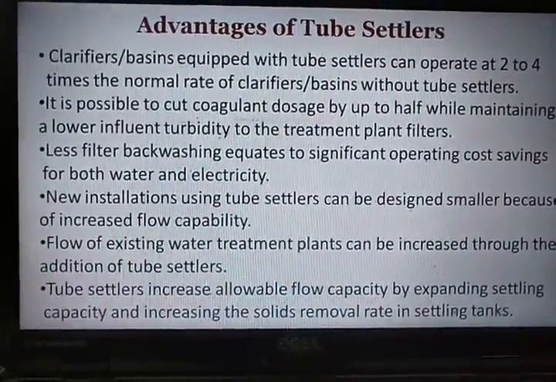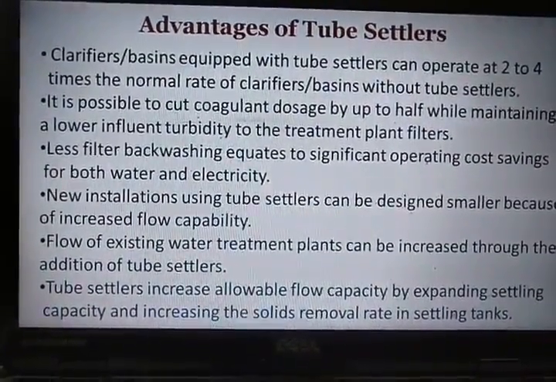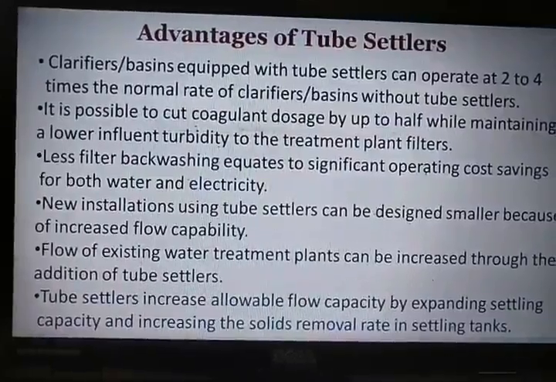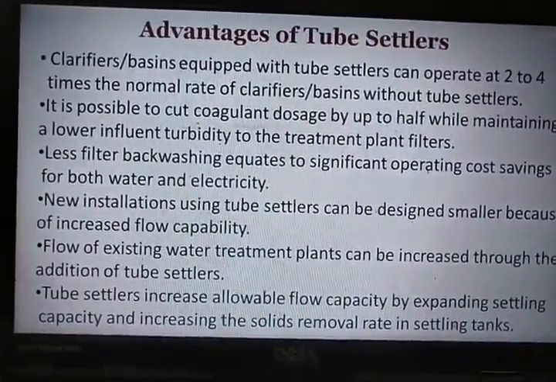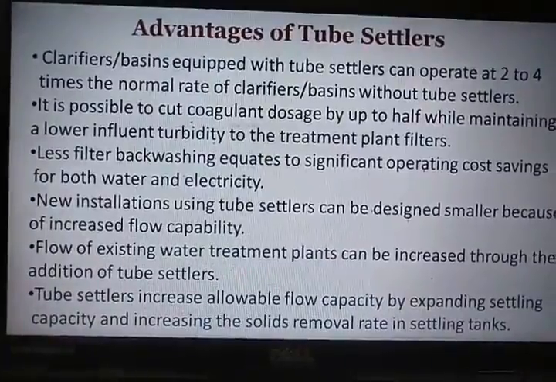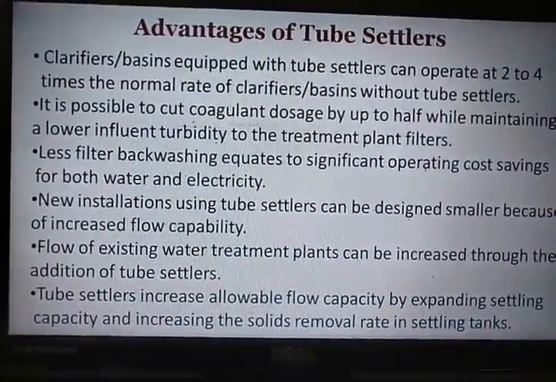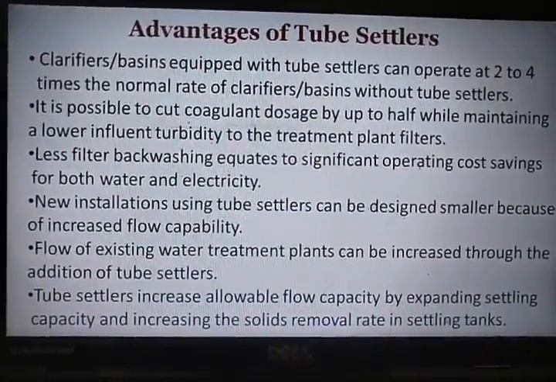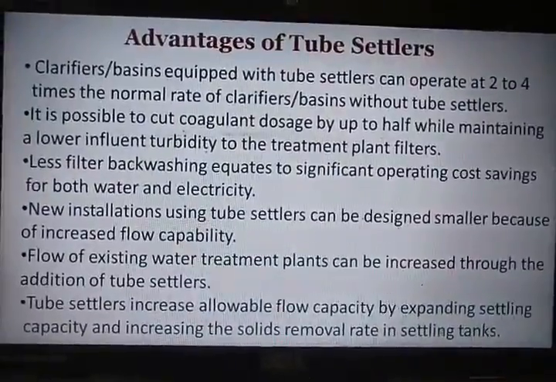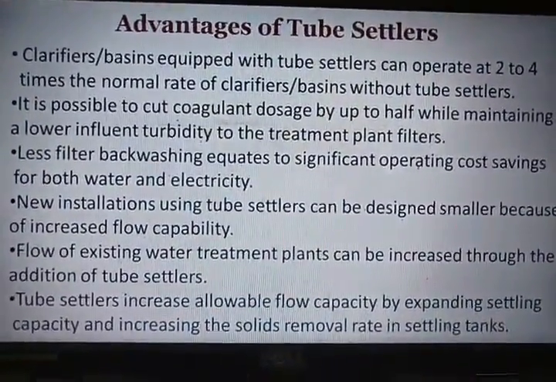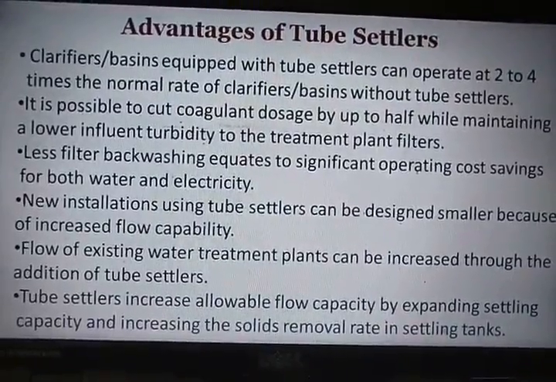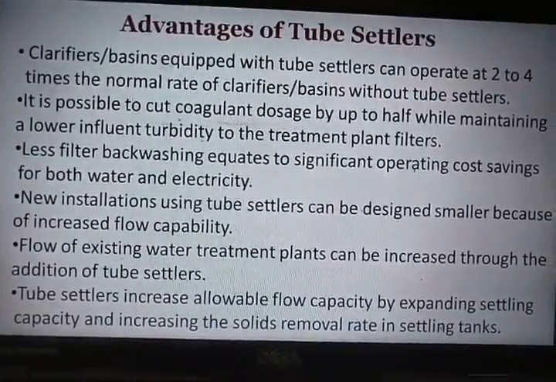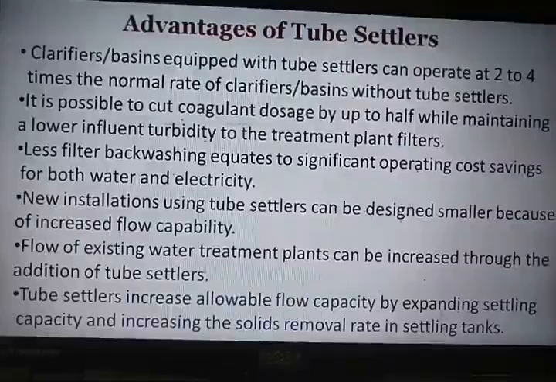And what are the advantages of tube settlers? It can operate at 2 to 4 times the normal rate of clarifiers or basins without the tube settlers. It is possible to cut coagulant dosage by up to half while maintaining a lower influent turbidity to the treatment plant filters, and it requires less filter backwashing, leading to significant operating cost savings for both water and electricity.